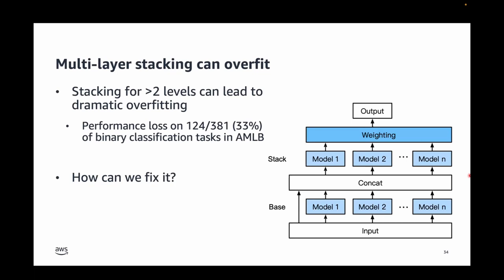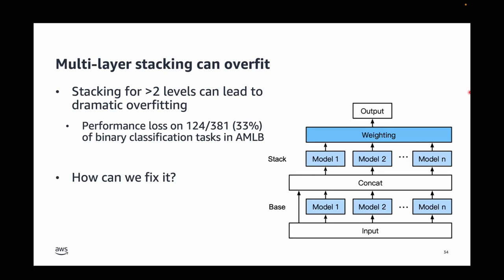There is the AutoML Benchmark, which has about 1,040 tasks in it. 381 of those are binary classification tasks, if I'm not mistaken. Maybe it's a slightly different number, but essentially, on all those binary classification tasks, enabling stacking for more than two layers leads to worse results than not doing so. So overfitting is an absolutely real concern, and it hurts performance quite a lot.